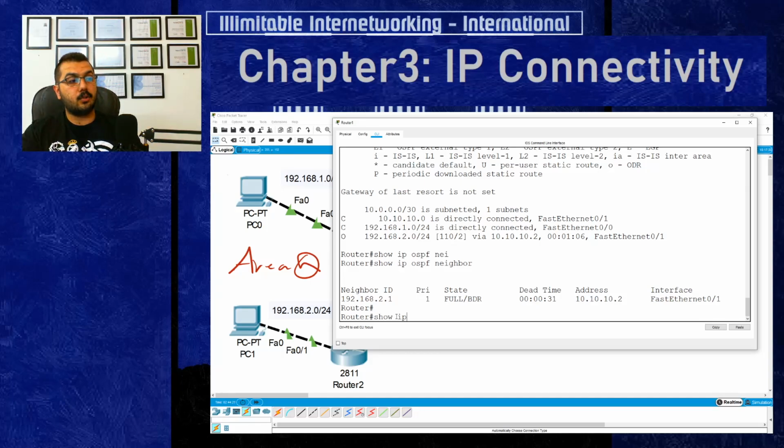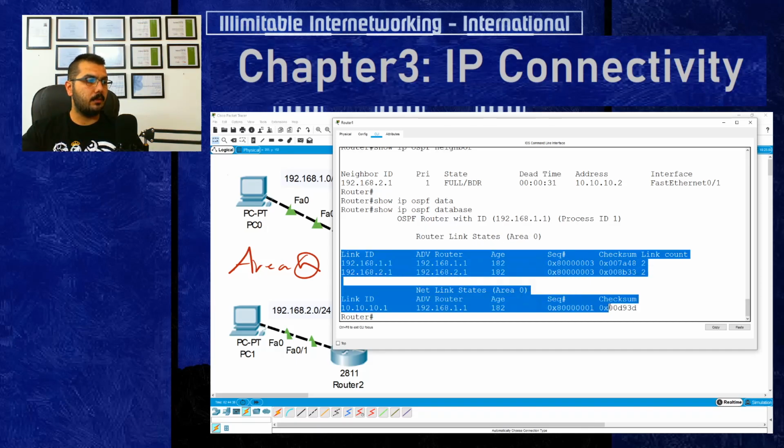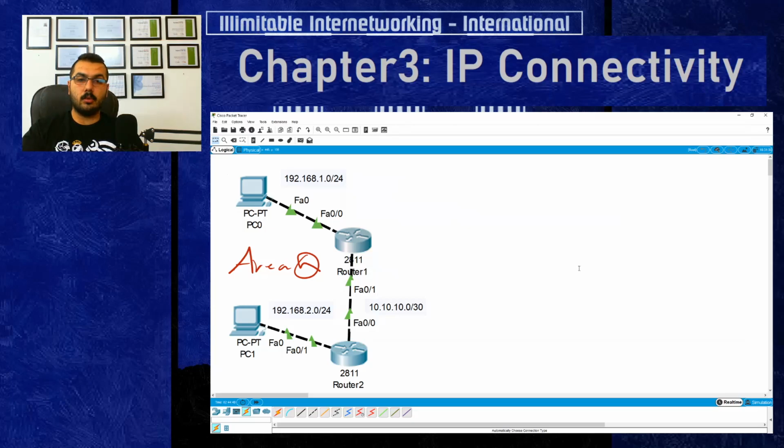Finally, I have show ip ospf database. Okay, now I have area 0, router link states, and network link states. These are two types of LSAs. This will give you some detailed information about the LSAs that are being exchanged between the two routers. Okay, you may not make use of it in the CCNA, but you must know the command and the result of it. So this is all the verification that you will need after implementing and configuring this lab.